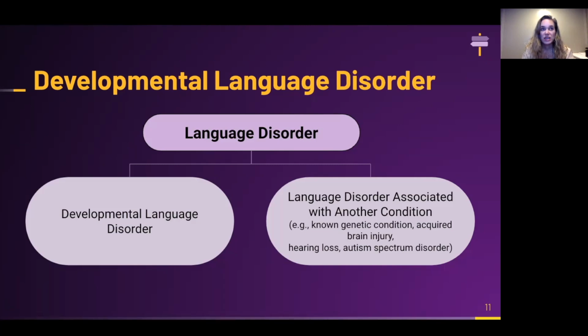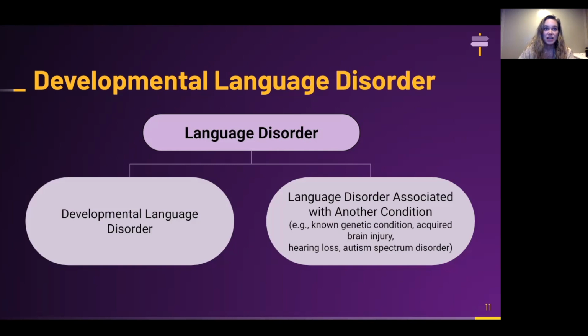Here you can see a simple breakdown of how DLD has a profile that is unique. In contrast to individuals with diagnoses whose profiles include weaknesses in language development and are associated with other conditions such as Down syndrome, traumatic brain injury, stroke, hearing loss, autism spectrum disorder, individuals with DLD experience language weaknesses not associated with a known biomedical condition.